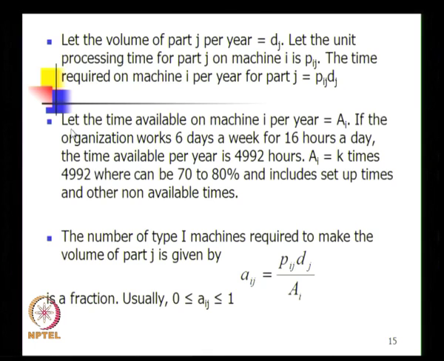Now, let the time available on machine i per year be Ai. So, if the organization works 6 days a week and for 16 hours a day, then the time available per year is 6 into 16 into 52, which is 4992 hours.